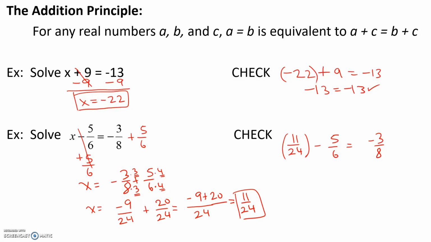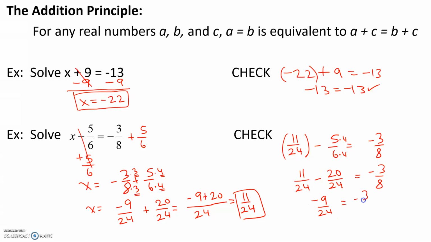Now on the left side, because we're subtracting, we need a common denominator. Between 6 and 24, the lowest common denominator will be 24, which means you would multiply the 6 by 4 and the 5 by 4. This would give us 11 over 24 minus 5 times 4, which is 20 over 24. And you want to check, does that equal negative 3 over 8? 11 minus 20 is negative 9.